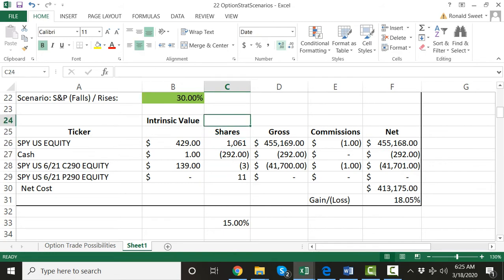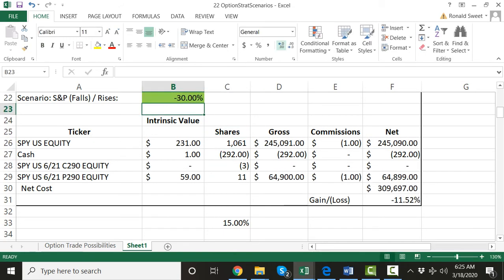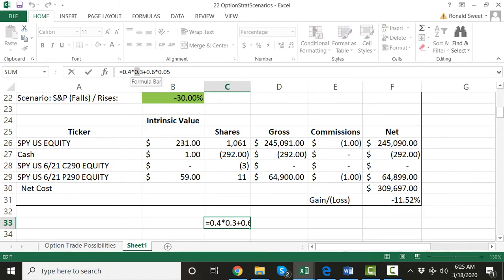Now let's say the stock market falls 30%. If the stock market falls 30%, you would have lost 11.5% on your 100% stock portfolio hedged with options. How would your 40-60 have done? It would have only been down 9%. So then you can say, well, wow, you would have been better off doing 40% stocks and 60% in bonds, assuming bonds are up 5%.